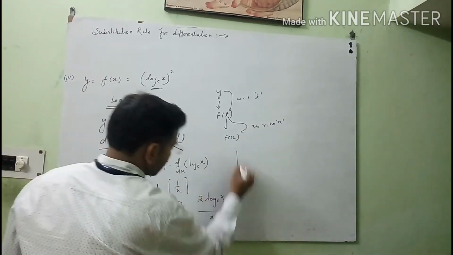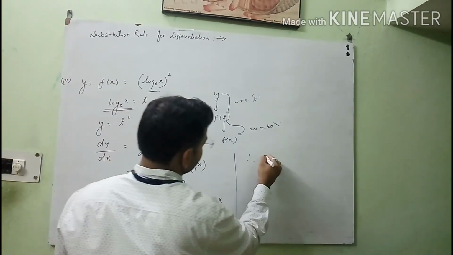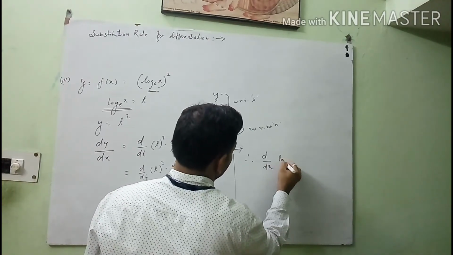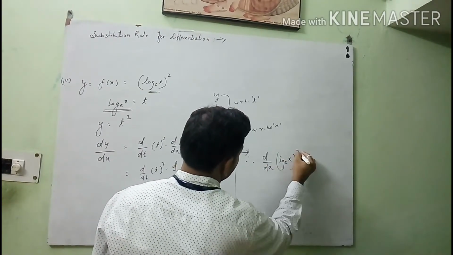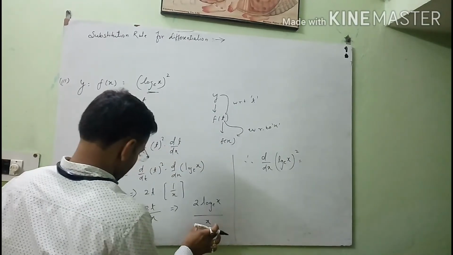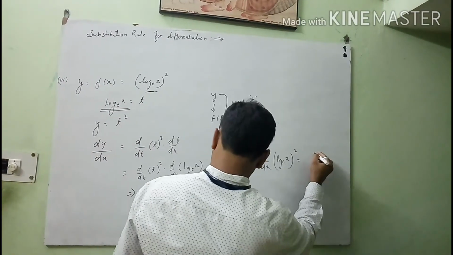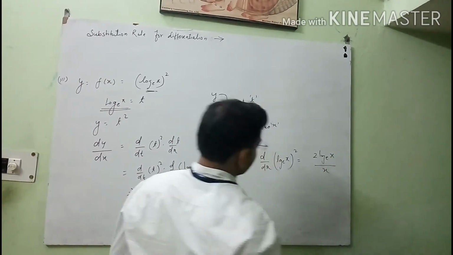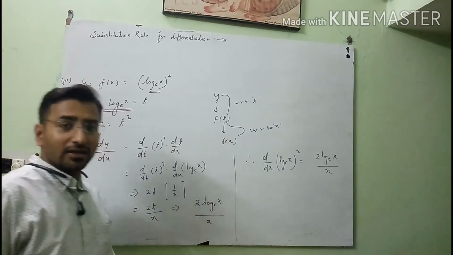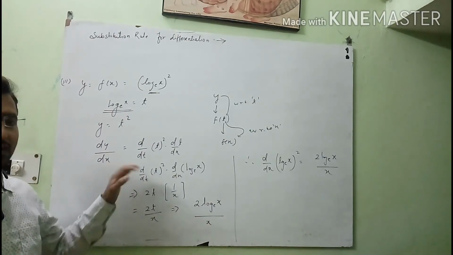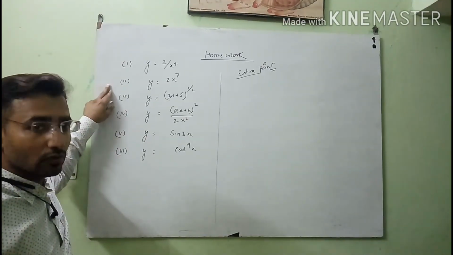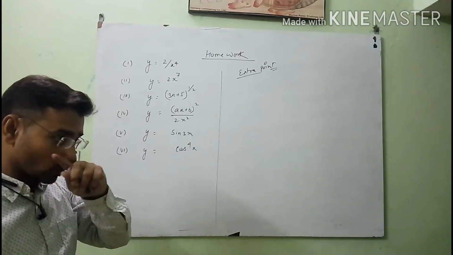Here we can say that this is the differentiation of (log e raised to the power x) whole square, which is equal to 2 log e raised to the power x upon x. So students, the other question which I am giving you, you will solve in homework. Questions for your homework, you will solve in your home.